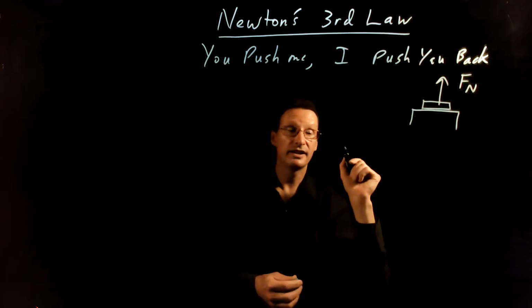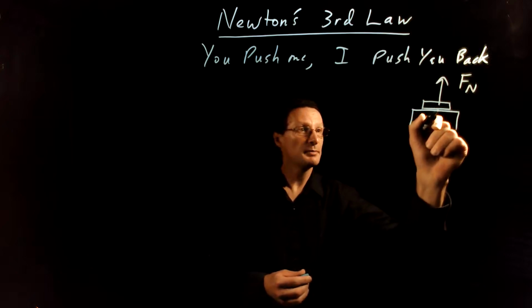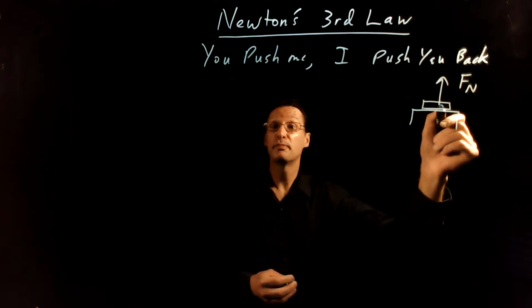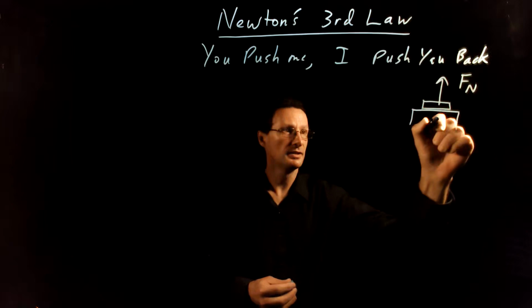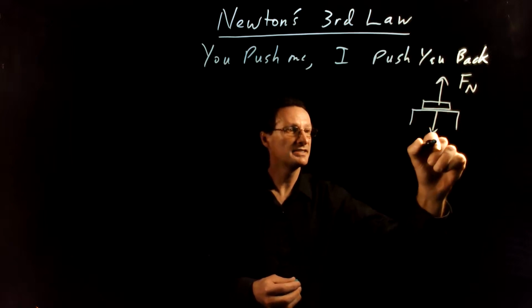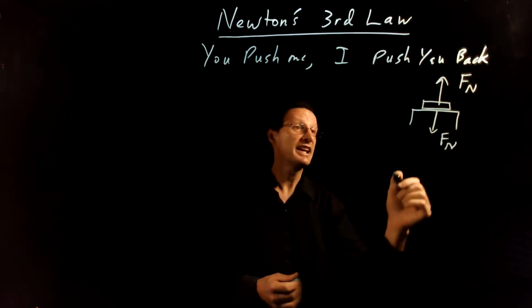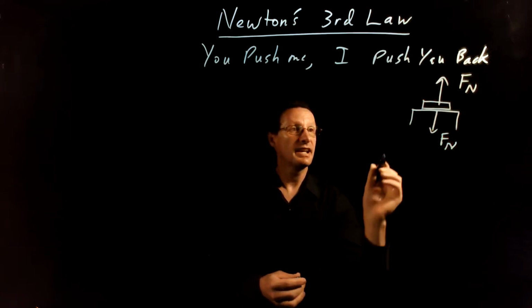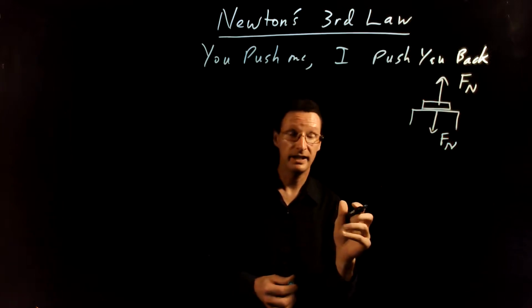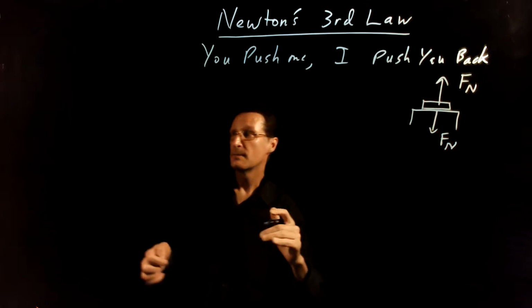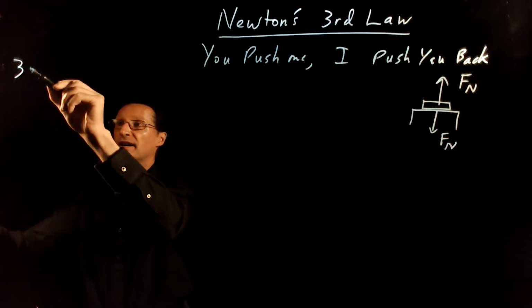Newton's third law here says that if the table puts a force on the book, the book pushes back on the table. So the table then is the object on the other side of this, and in that case the agent is the book.